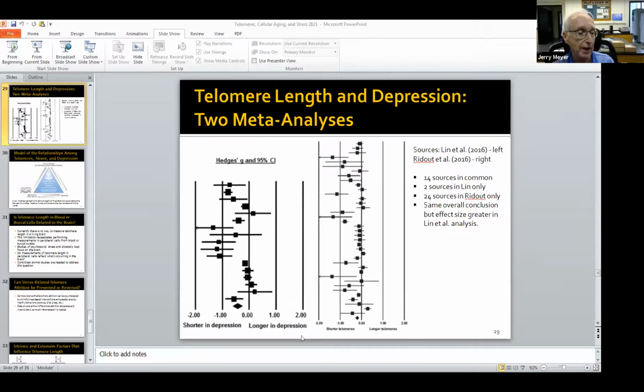The effect size was greater here, here's the overall effect size. Again, individual studies, shorter telomeres here, longer telomeres here, same thing here. Here are our overall effect sizes, greater with the smaller number of studies. So at least they did come to the same conclusion, but it looks like Ridout was including a bunch of studies that really showed little or no effect at all of a relationship between depression and telomere length.